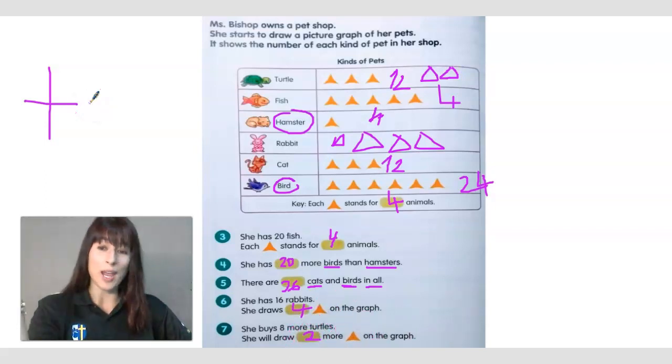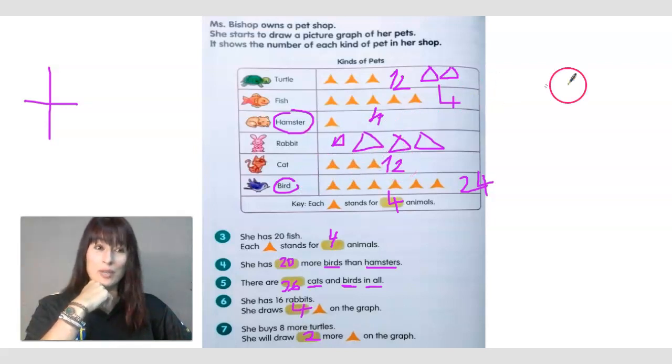As you can see, we were able to collect a lot of information by reading a picture graph. We were able to compare, we were able to find how many we have in all, we were able to complete it, right? And we practiced our multiplication skills. So this is pretty cool. What do you guys think? I think it's a great chapter and I think you will enjoy it.